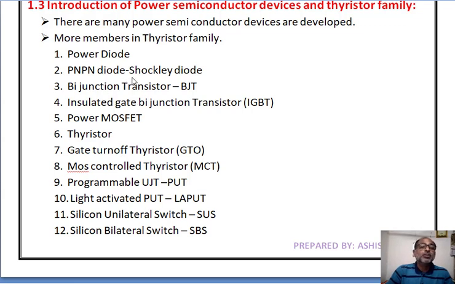Second, PNPN diode or Shockley diode. Third, bipolar junction transistor, that means BJT. Insulated gate bipolar transistor, IGBT. Power MOSFET, metal oxide semiconductor field effect transistor. Then next, thyristor, gate turn-off thyristor, GTO. Most controlled thyristor, MCT. Programmable UJT, unijunction transistor, PUT. Next, light activated PUT, that means LAPUT.